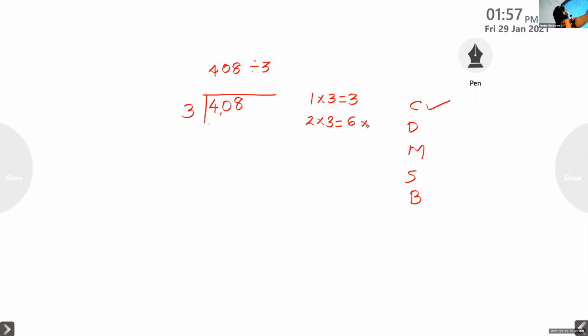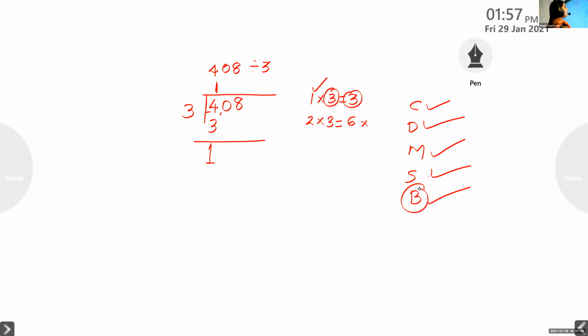Which one can we take? 3. 3 divided by 3 is equal to how much? 1. That you can write as quotient on the top. Division over. Next step is multiplication. 1 three is 3. Next step is subtraction. 4 minus 3, 1.